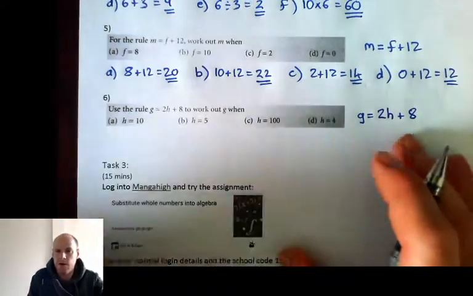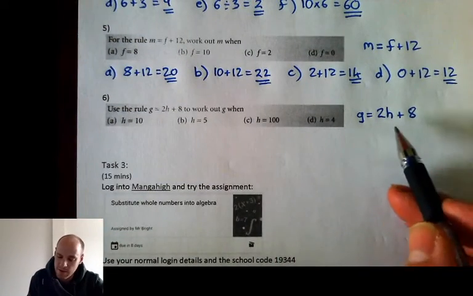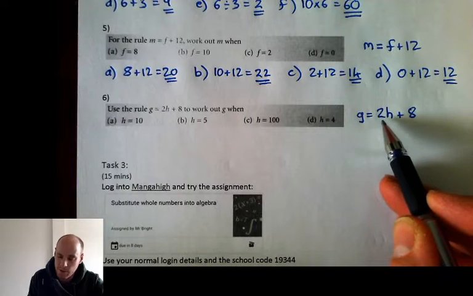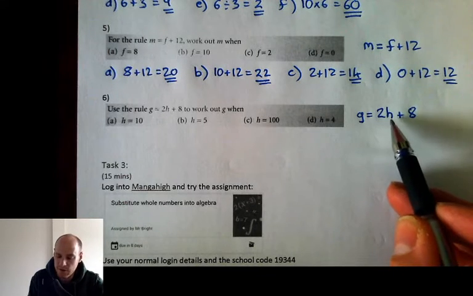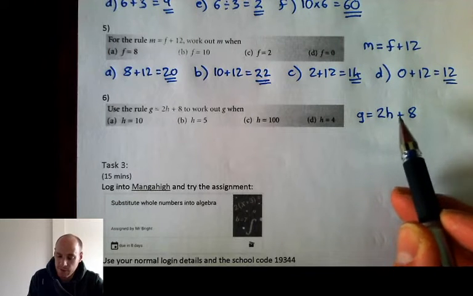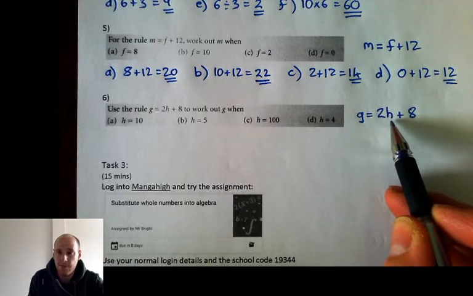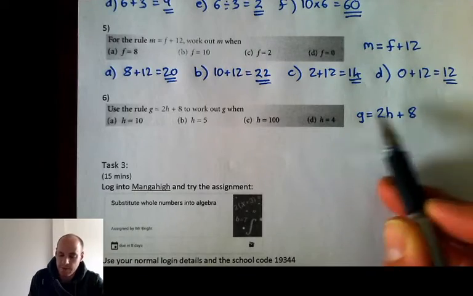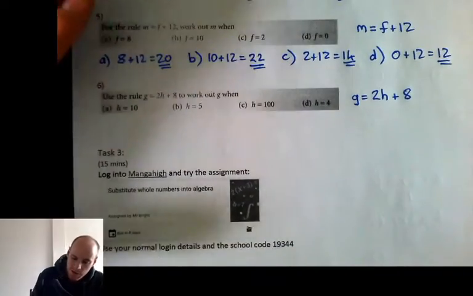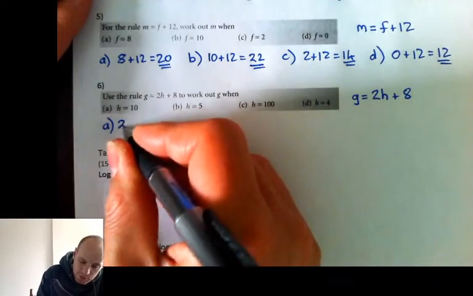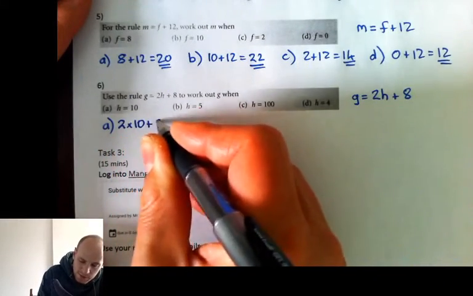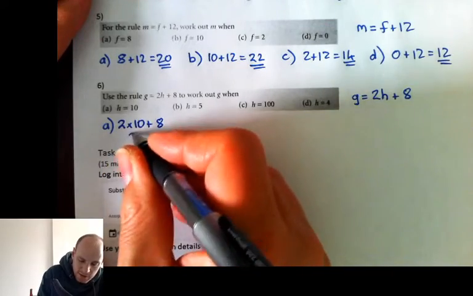Now that really is quite hard, so let's think about what that means. It means we're going to take whatever h is, multiply it by 2, and then add 8 on. So we're substituting into h. So 2 times whatever h is plus the 8, that's what G is. So we are given in the first question that h is 10. So we want to do 2 lots of 10 plus the 8. That's 20 plus 8 is 28.